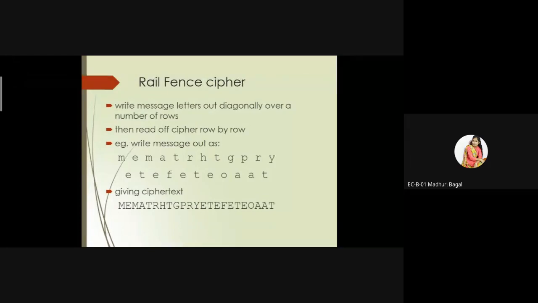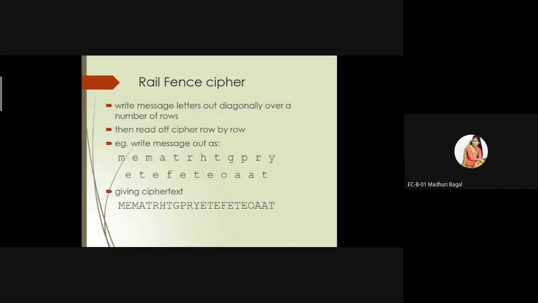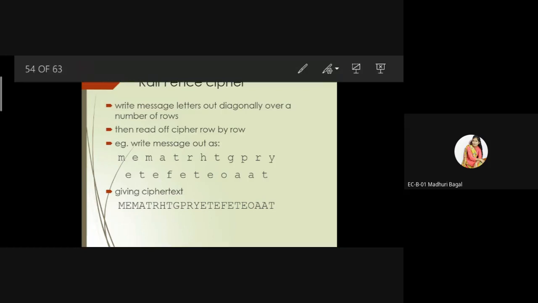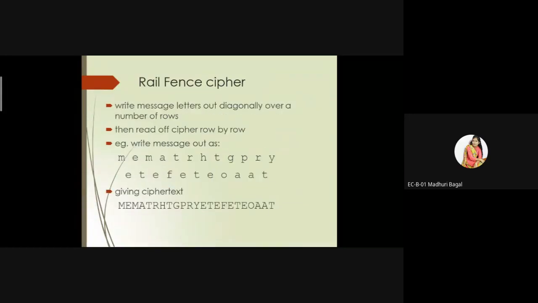Here in a transposition cipher, we can take one example of a rail fence cipher which uses the depth as 2, meaning it uses the key as 2. So what is the original message? Here we can represent the original message as "meet me after the toga party". This particular message we have to encrypt by using the relevant cipher.